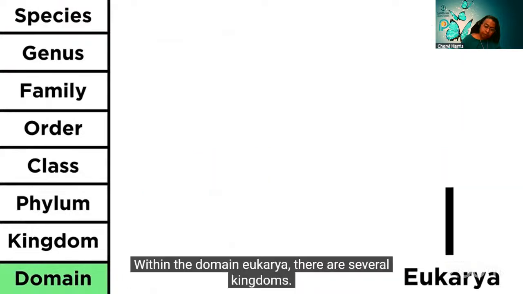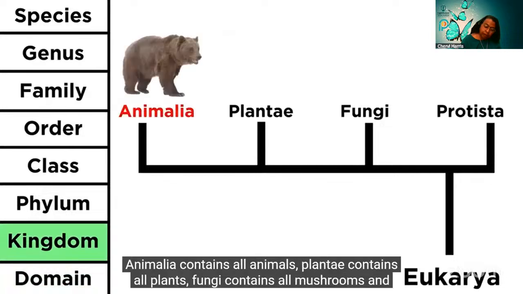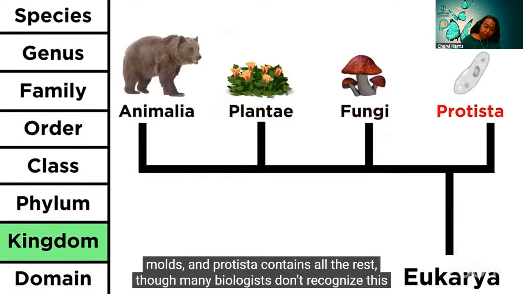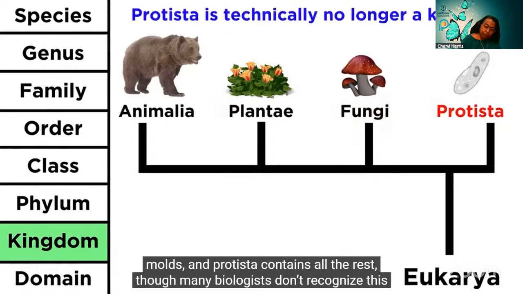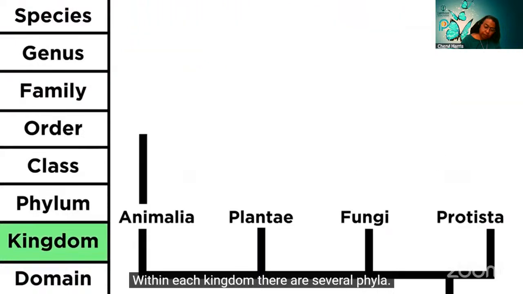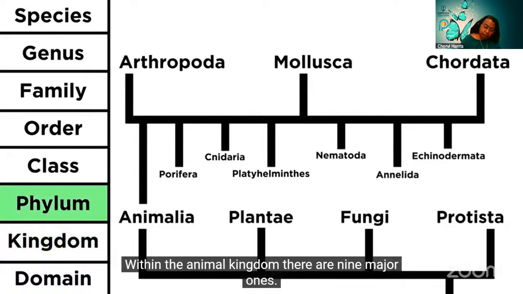Within the domain eukarya, there are several kingdoms. Animalia contains all animals. Plantae contains all plants. Fungi contains all mushrooms and molds. And Protista contains all the rest, although many biologists don't recognize this as a valid kingdom any longer. Within each kingdom, there are several phyla. Within the animal kingdom, there are 9 major ones.